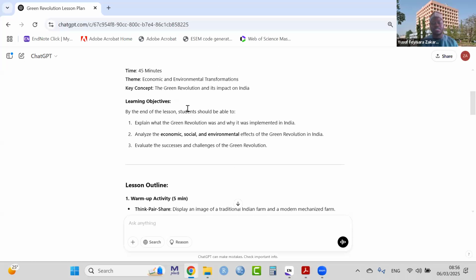Then you have the learning objectives, which I rather prefer to call learning outcomes. Then it said, by the end of this lesson, students should be able to explain what the Green Revolution is, analyze the economic, social, and environmental effects, then evaluate. Look at these verbs. These are standard verbs for coining your learning outcomes. It has to be SMART.